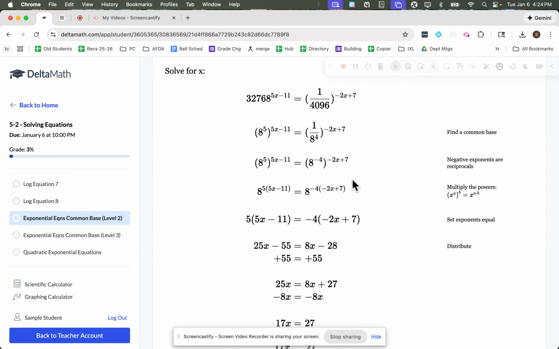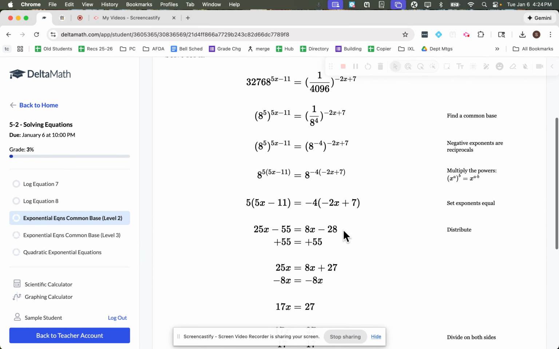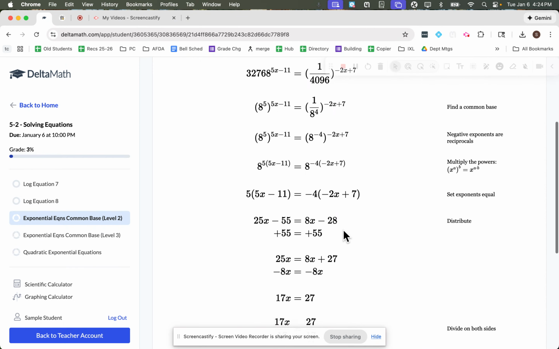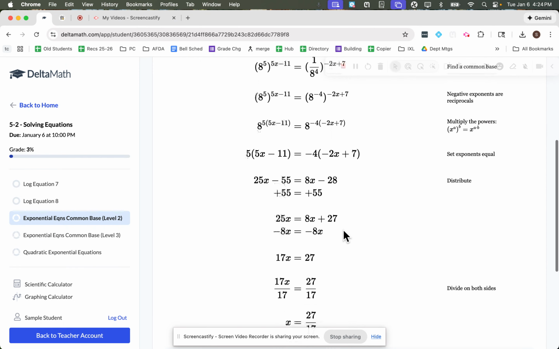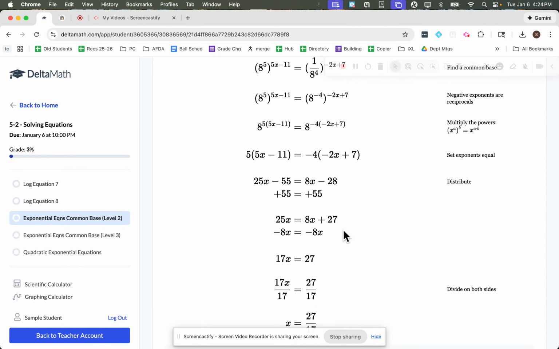So I put in a blank answer just because I wanted to see how Delta Math does it. And you know what? The common base it shows is 8. So 8 is the common base, but so is 2. Honestly, it'll work either way.